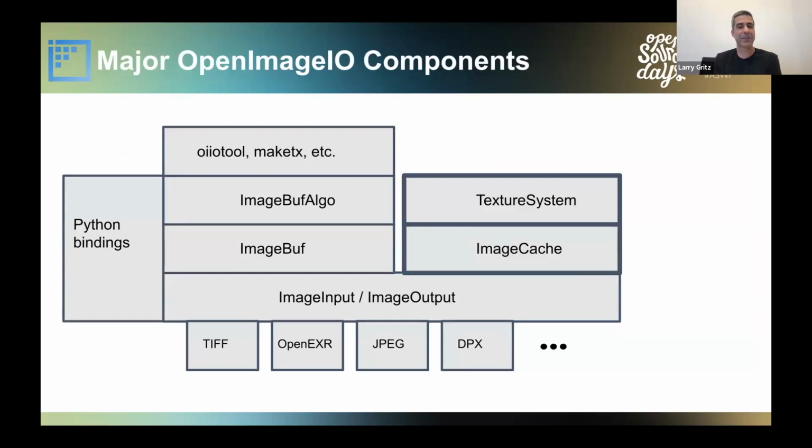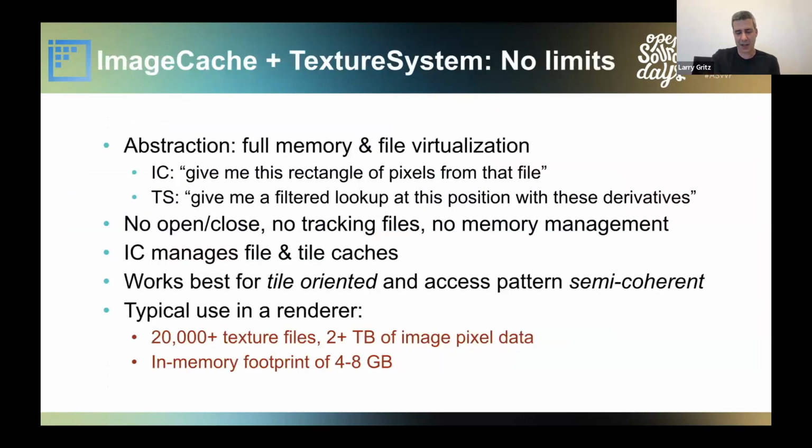Great. So there's also another sort of offshoot that's going on here, which is the image cache and texture system. These also live on top of the basic image input and output. So these will work with any of the file formats that it understands how to read. And so this is yet another abstraction level on top of it all. And here the abstraction is, it doesn't even really keep track of which images are loaded up. The basic dialogue is like, I want this section of pixels from this named file, or I want a filter texture lookup from this position of this named file, and here are the derivatives.